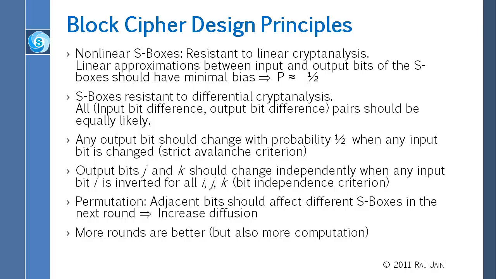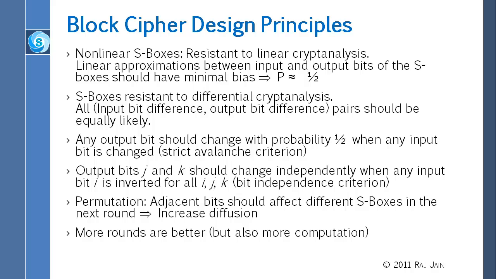And they have to be resistant to differential analysis, so delta x and delta y. If you change some bits in the input and some bits in the output, you keep track of that and do the distribution, you will find that there are no peaks and valleys there. Any output should change with probability half when any input bit is changed, and this is called strict avalanche criteria. Basically what that means is diffusion. Any bit changing has a probability of half when we change one bit. Output bits j and k should change independently when any input bit i is inverted, for any values of i, j and k. So this is another criterion they have added. Whenever somebody comes up with a new algorithm, people check it out against all of these. So this is called bit independence criterion.